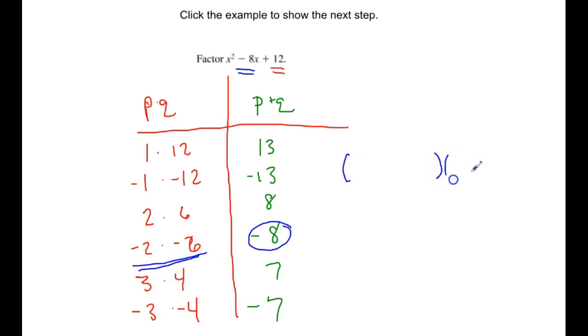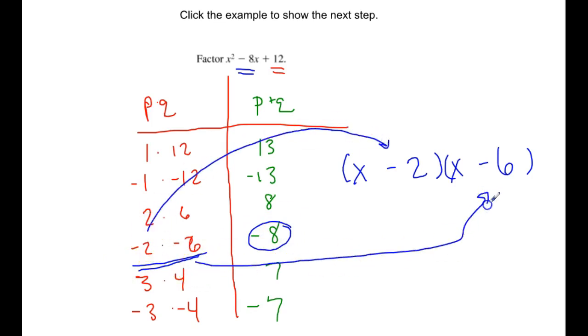So again, I write out my product of binomials. So I have x as the first term in both of them. Then I'm going to have a negative 2 here and a negative 6 here, because of the signs of the factor pair that I multiplied together to get this middle term. So you'll see my negative 2 just goes in here, and then my negative 6 goes in here.